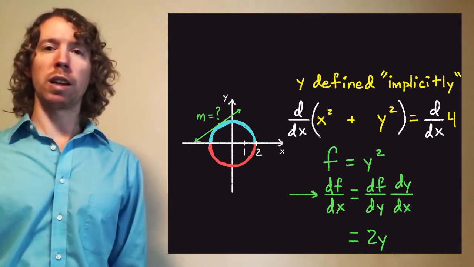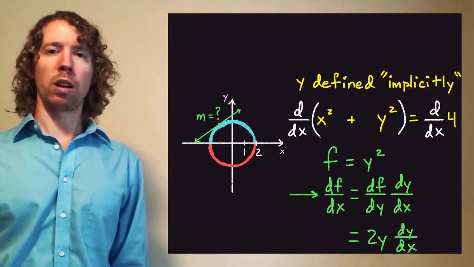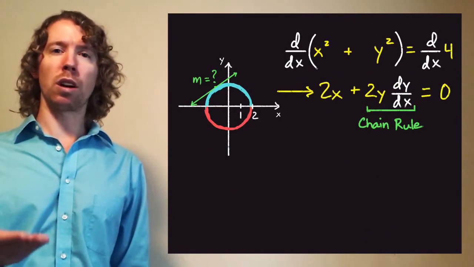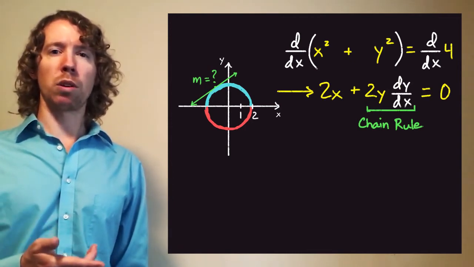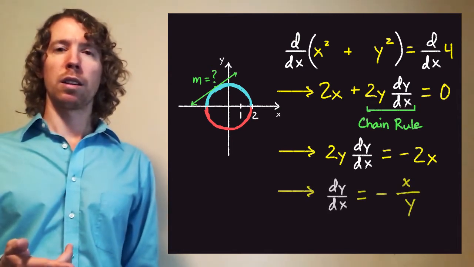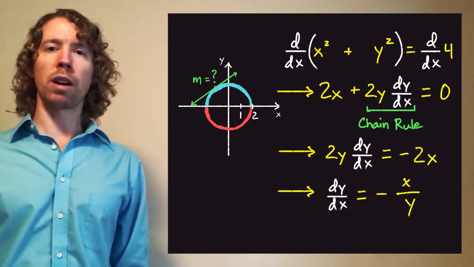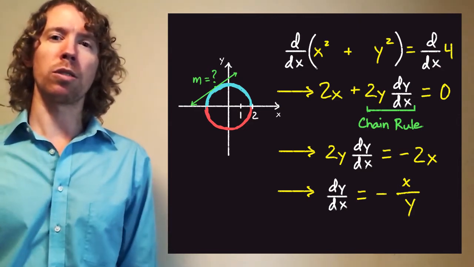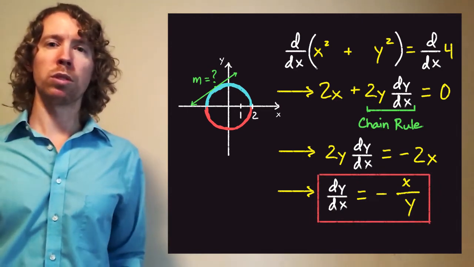So I'm just going to leave it as dy dx, or you may want to write it as y prime, just to write it a little more simply. But that's what I want to solve for now. I have this equation. Let's solve for dy dx. So let's subtract the 2x from both sides and then divide by the 2y. And when we reduce, we get dy dx equals negative x over y. That is your derivative at any point on the circle. So it's much more simple this way. You don't have to mess with the square roots.